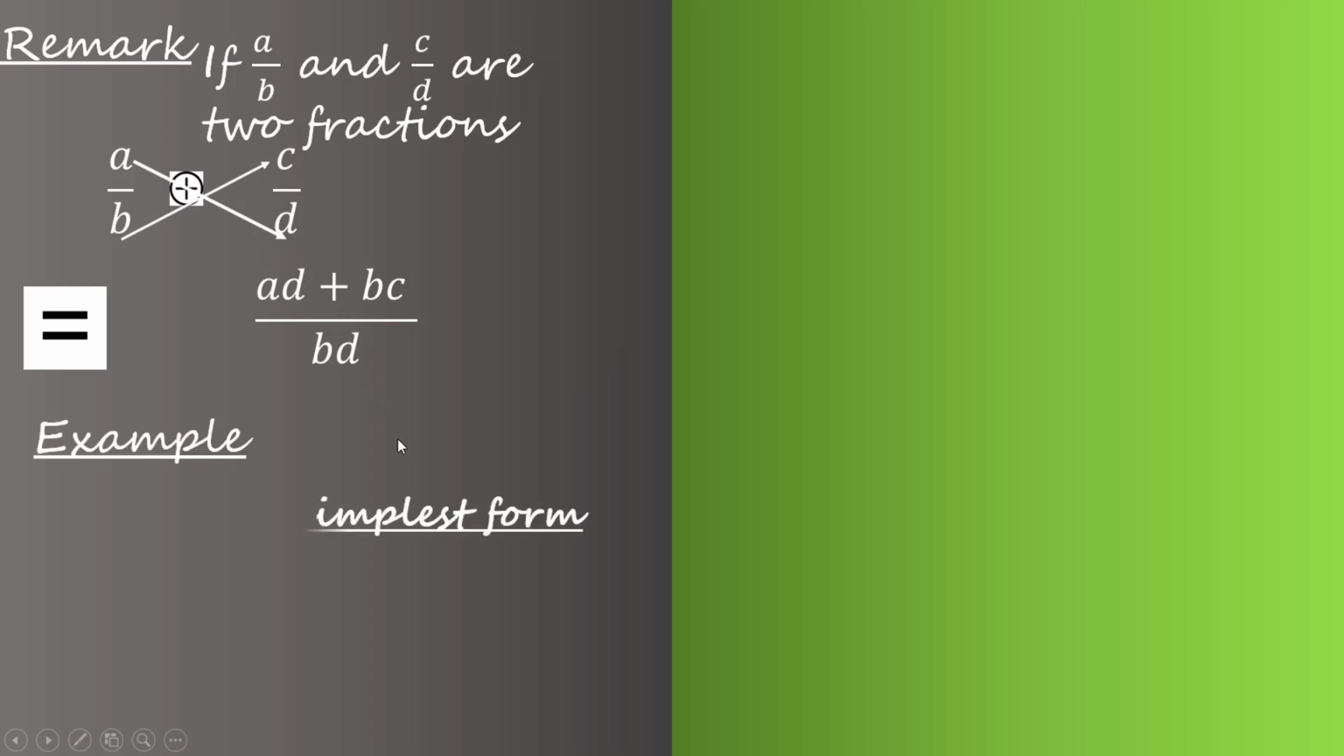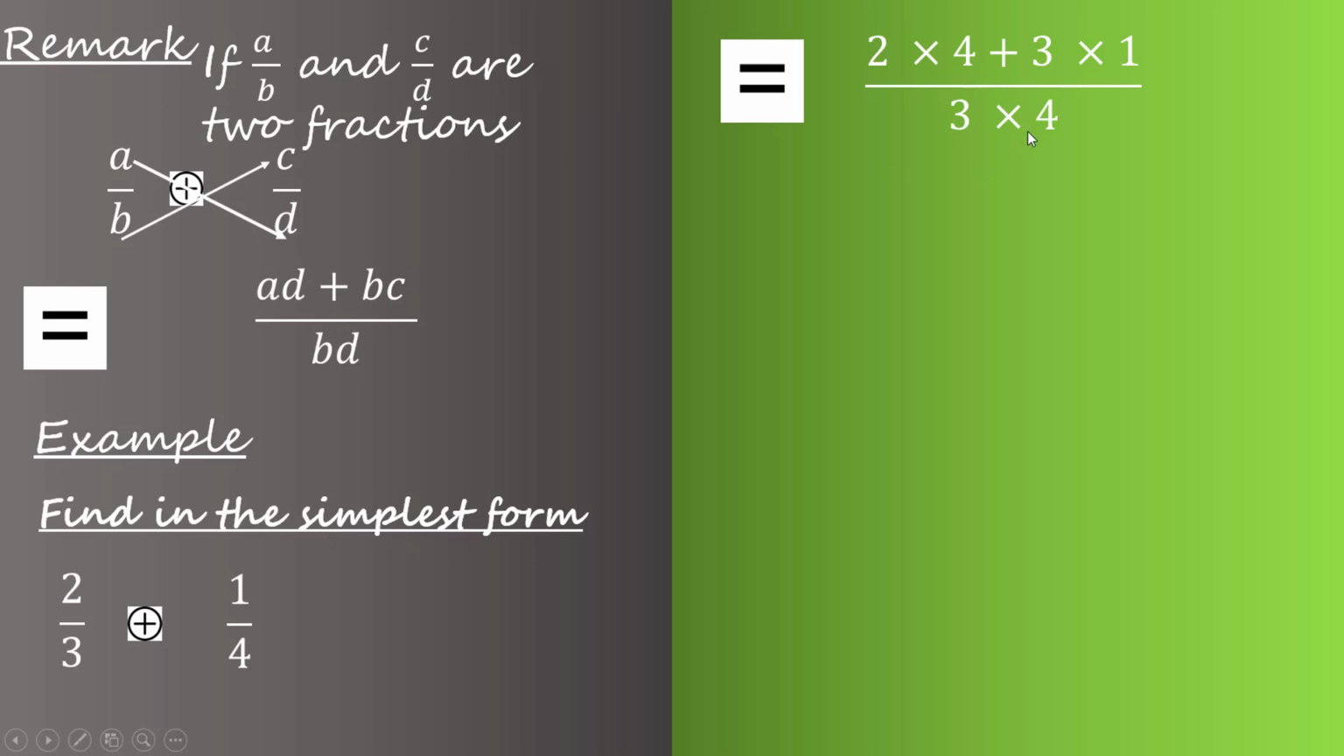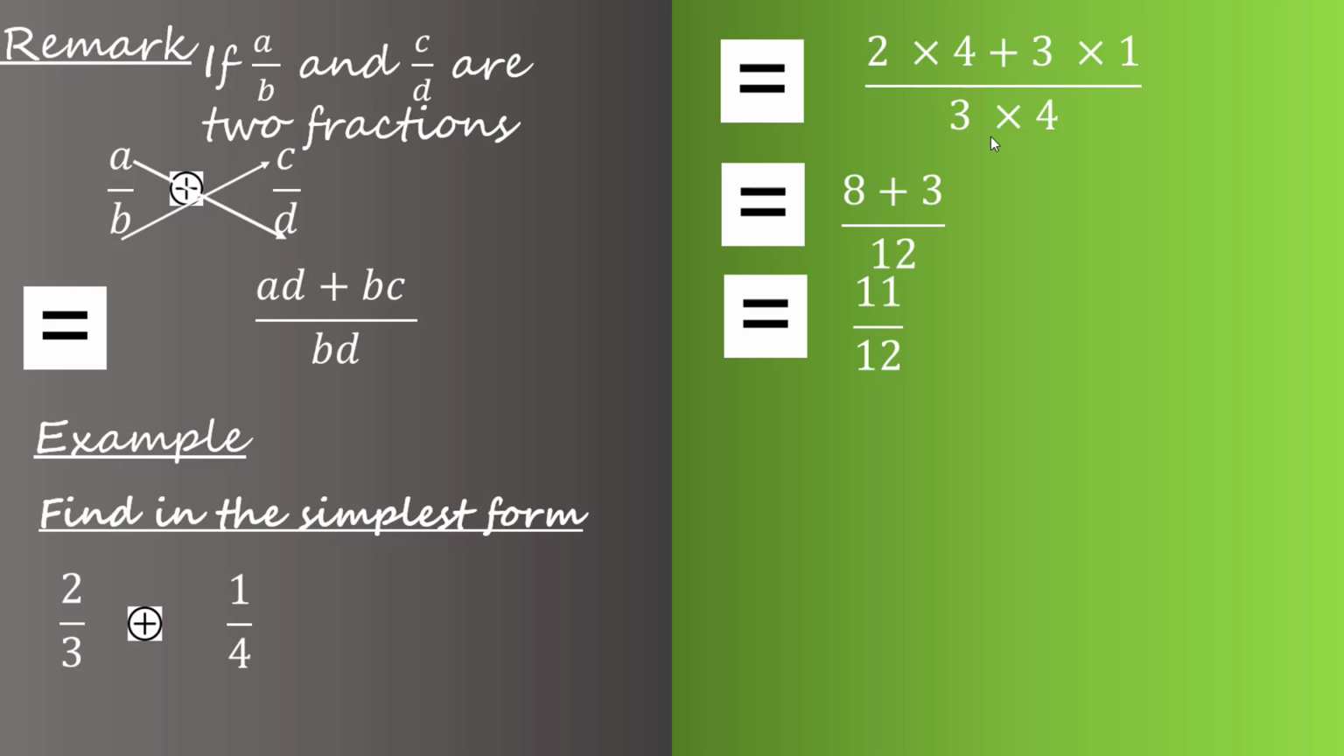For example, if we have here 2 over 3 plus 1 over 4, just multiply 3 by 4 to find the new denominator, which is 12, and 2 times 4 equals 8 plus 3 times 1 equals 3. So 8 plus 3 over 12. We can write 2 times 4 plus 3 times 1 over the product 3 times 4. So it will be 8 plus 3 over 12. So it will be 11 over 12 in the simplest form.